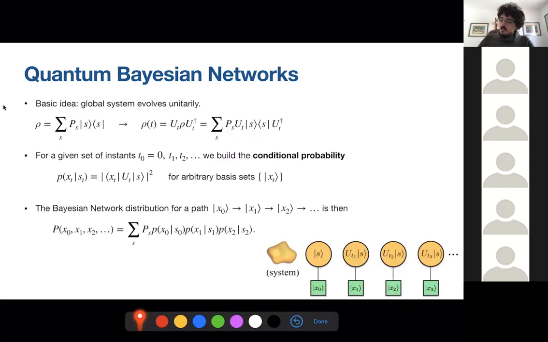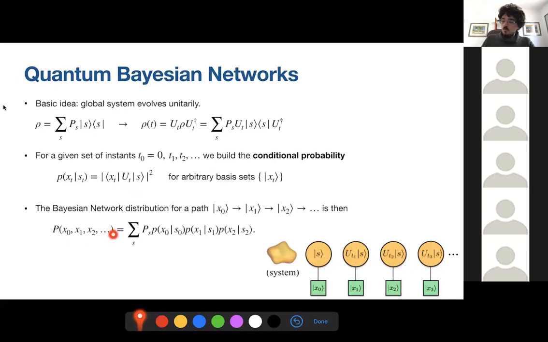So what we do now to build the Bayesian network is we define a set of instants of time, so t0, t1, t2, and so on, that we're interested in. And at each time, we build this conditional probability, which is essentially the probability of finding the system in an arbitrary state x of t, which can be any state you want, given that its eigenstate is at U t s, so at the evolved state s of t. So then the idea of the network is that the system is evolving independently. We never touch the system, so we never measure it. There's never any direct measurement on the system. But at each time, we associate an associated conditional probability, saying that, for instance, at time two, what is the conditional probability that I find the system in this state, given that it's in this state, and so on.